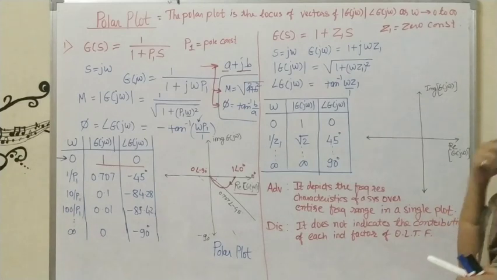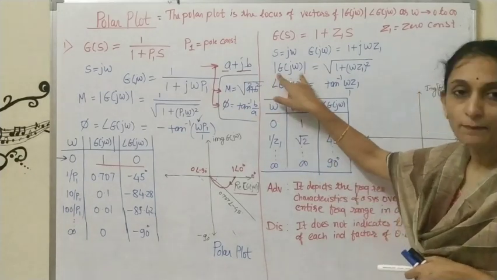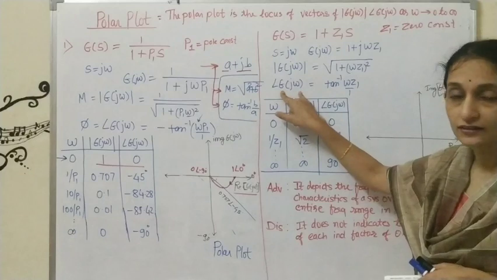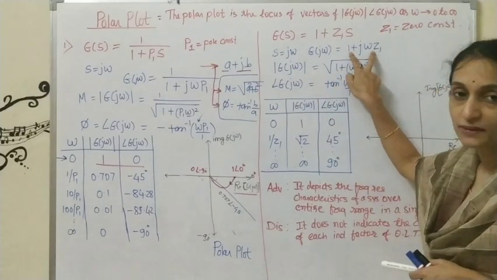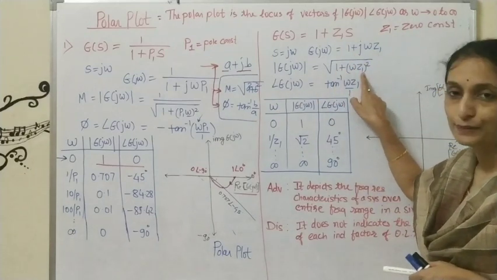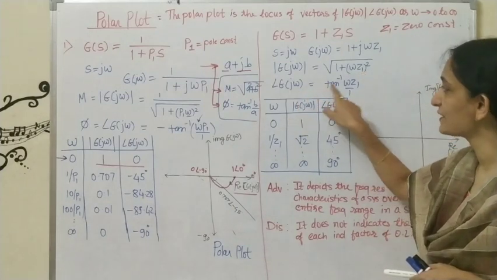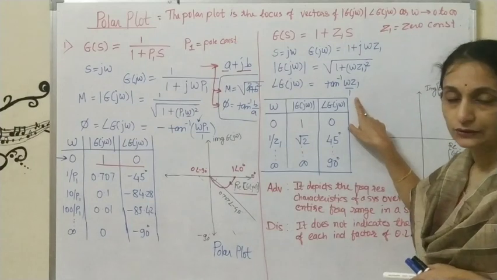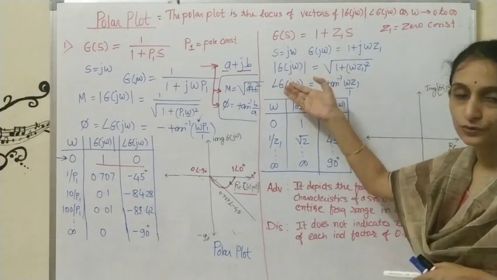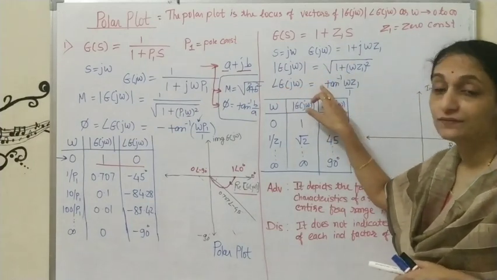Again the same thing, I need to calculate magnitude, then I need to calculate angle. It is in a + jb form, so the magnitude is under root of a square plus b square. For angle, that is angle of G(jω), this will be tan inverse of ω z1, because this term is in the numerator. So the angle will be positive.